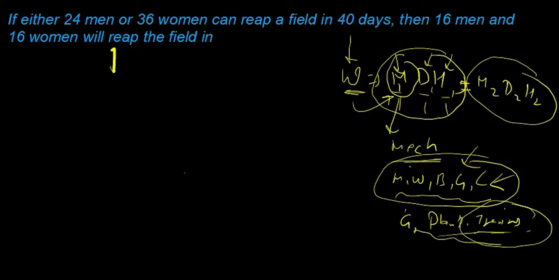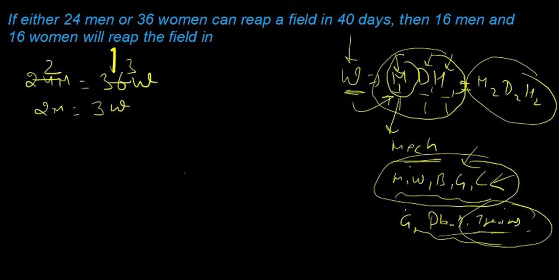Okay, so let's start with this one. 24 men or 36 women. So let's write down that capacity of 24 men equals 36 women. I think we should simplify it a bit, so it looks much easier actually. 2 men equals 3 women. Okay, so can reap a field in 40 days.